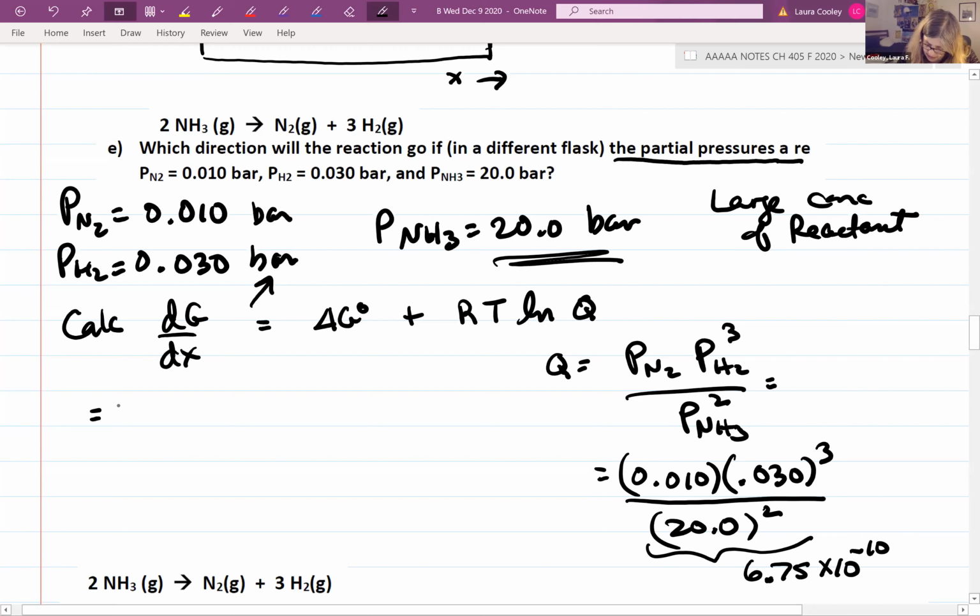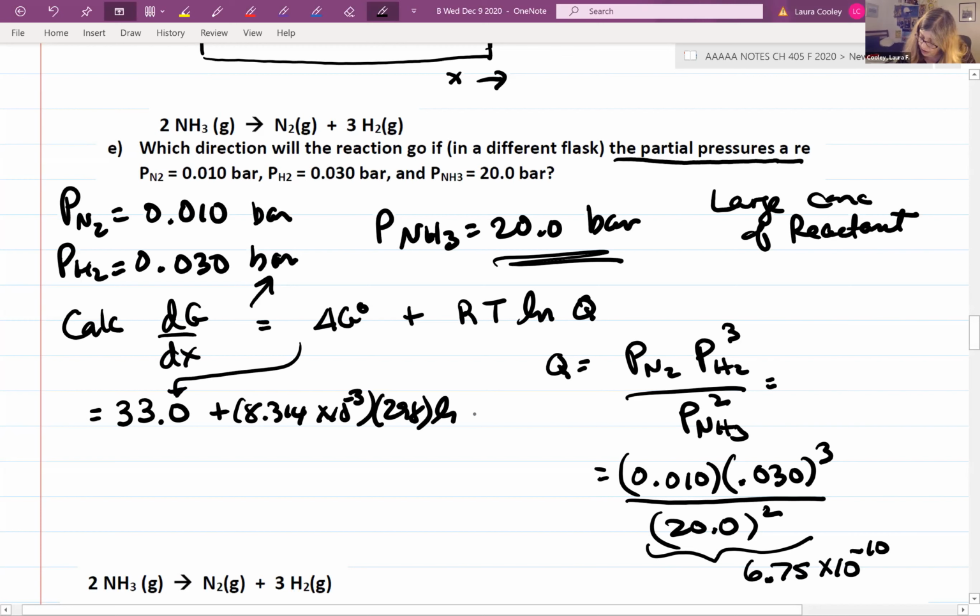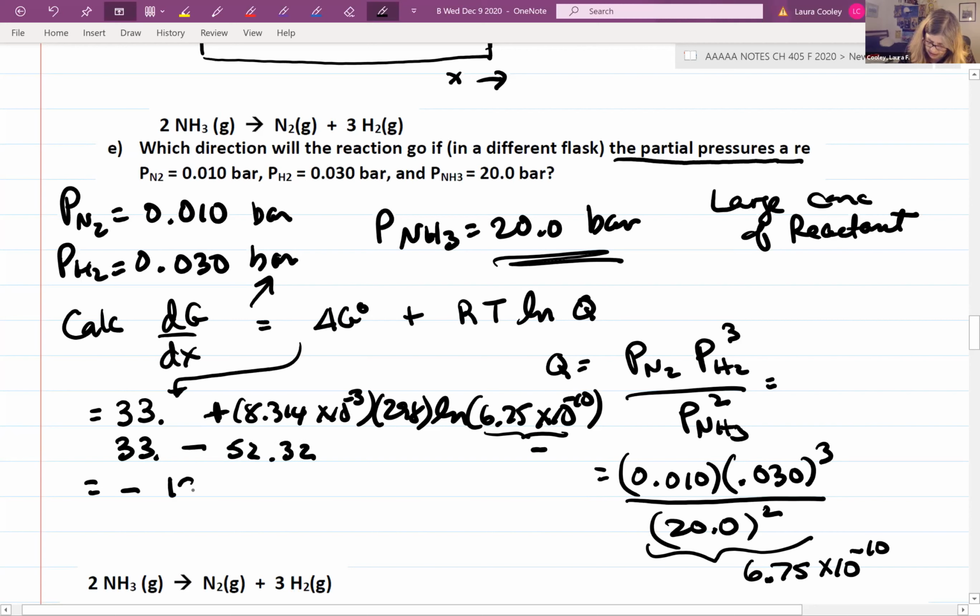So this is 33.0, that's the delta G0, plus 8.314 times 10 to the negative 3 times 298 times the log of 6.75 times 10 to the negative 10th. And it comes out, this term is negative, and then we have the positive 33 here. So this is negative 52.32, which gives negative 19.3. But the big deal here is that it's negative.